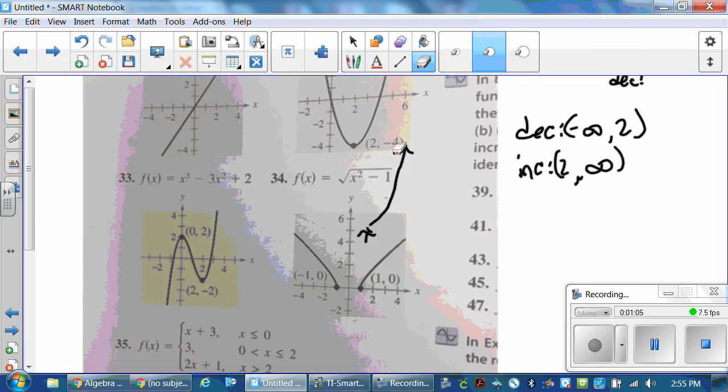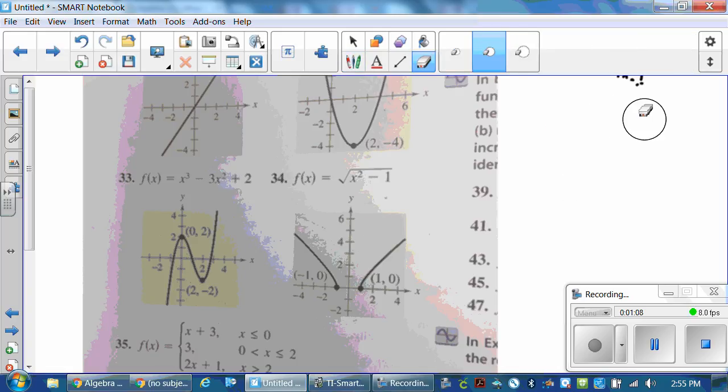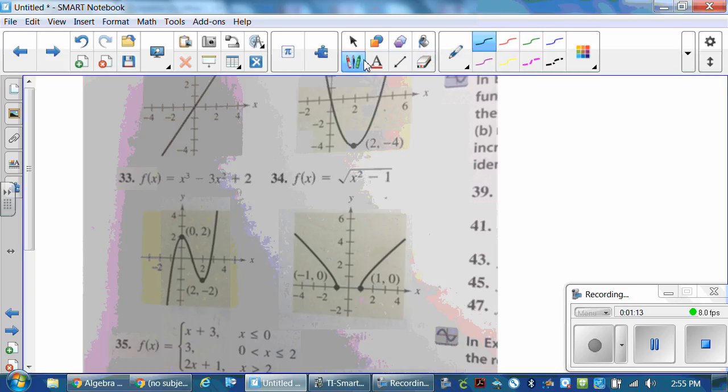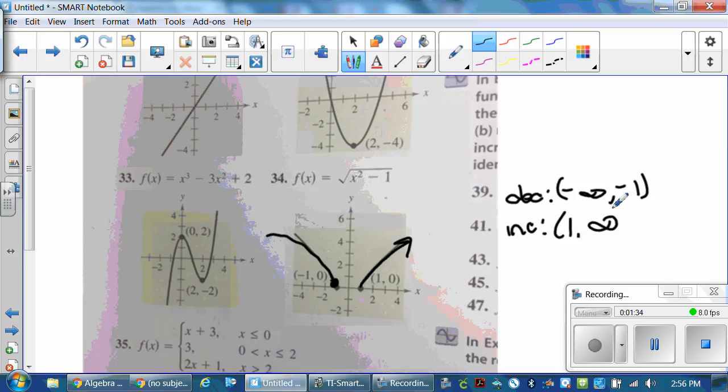34, let me erase this and move this. All right, 34, we have this graph, the square root of x minus 1. It is decreasing as I move from negative infinity to negative 1. So decreasing from negative infinity to negative 1. And then as I move from 1 towards infinity, it is increasing from 1 to infinity. Again, parentheses on both sides because it's over an interval.